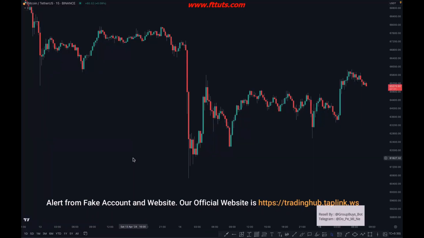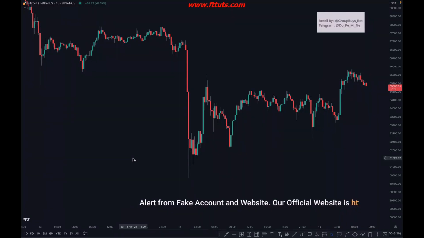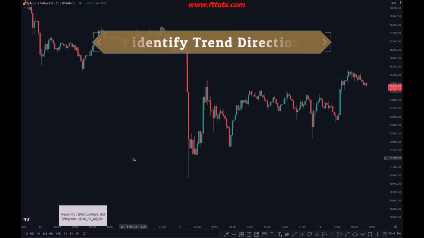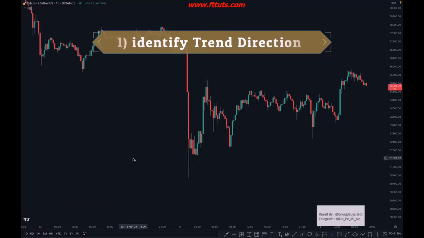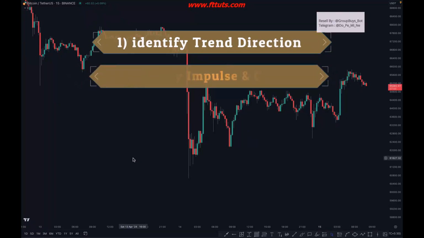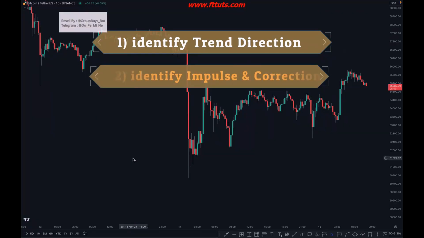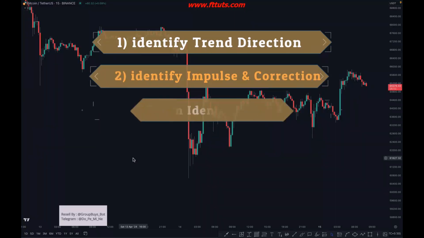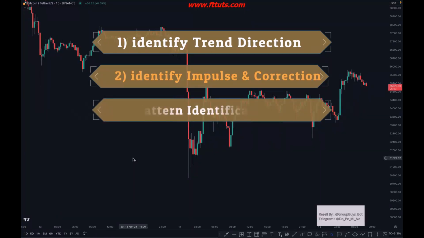So let's see. First of all, you need to understand how many things you actually need before you buy and sell. First of all, you need to identify trend direction. If market momentum is bullish or bearish, you need to identify it. When you identify that, then you need to identify impulse and correction. Wait for impulse and correction. Once market creates an impulsive move, then wait for correction. If market creates a valid correction, then you need to identify where is our valid pattern here.